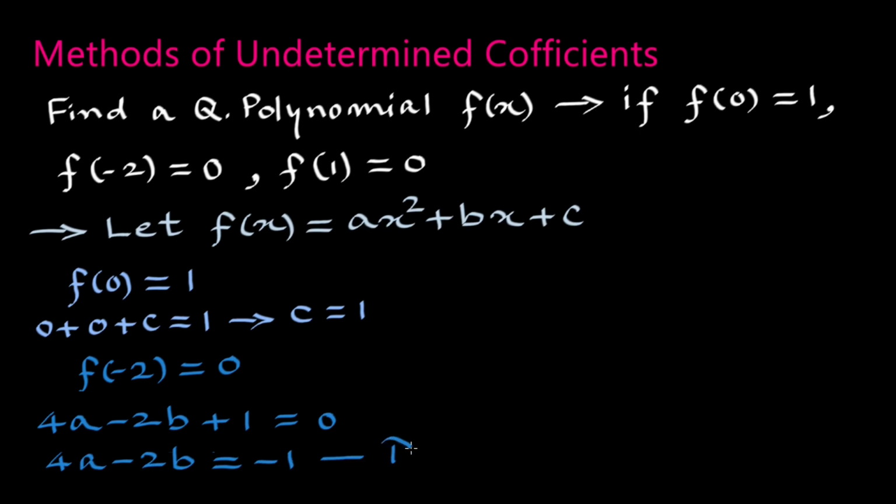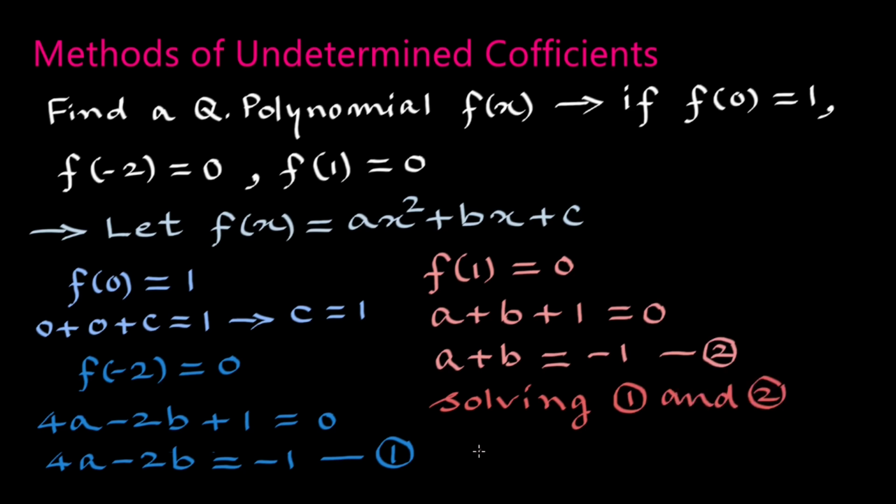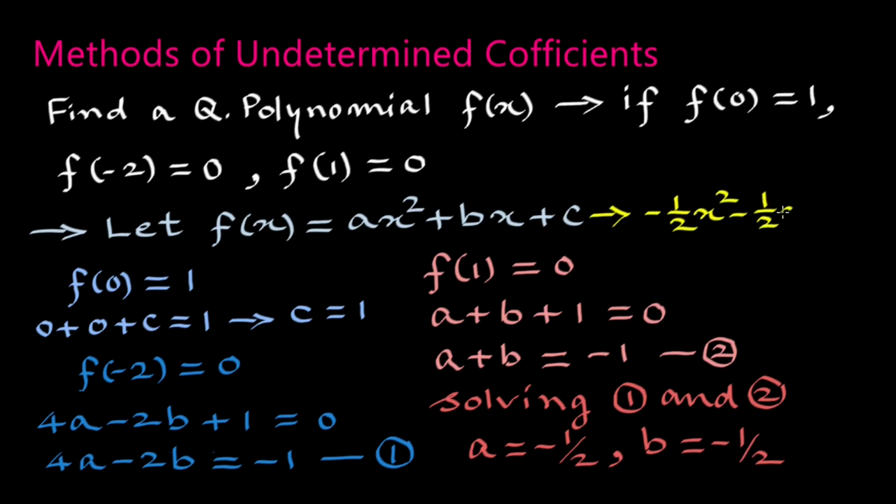We name this 1. Next we have f(1) equals 0, which will be a plus b plus, in place of c we write 1, equals 0, which will be a plus b equals minus 1. We name this 2. Solving 1 and 2, we will get a equals minus half and b equals minus half. So this polynomial f(x) will be minus half x square minus half x plus 1.